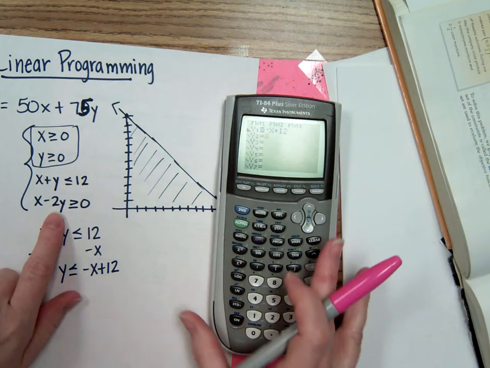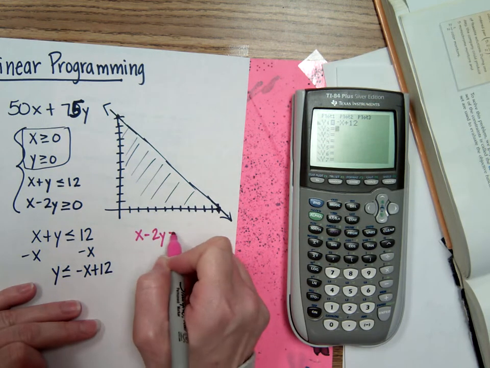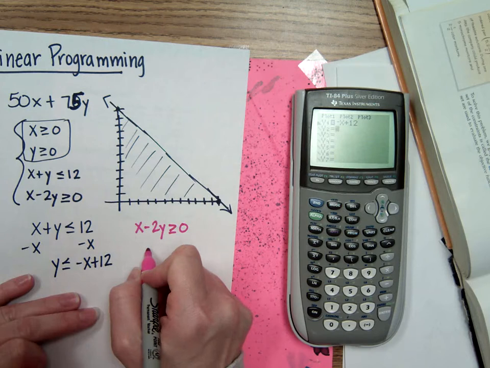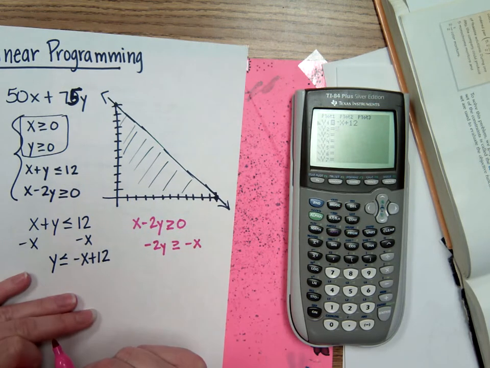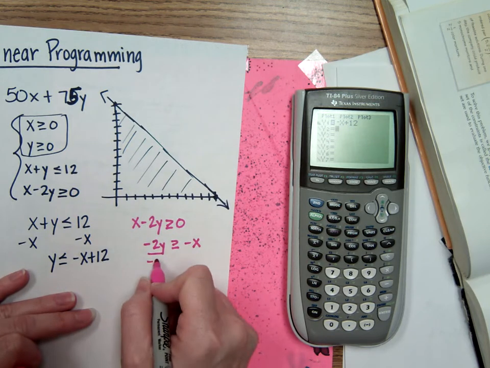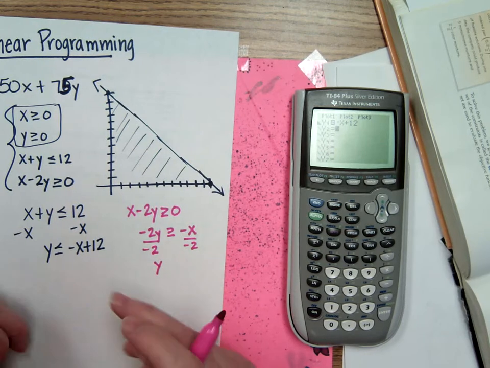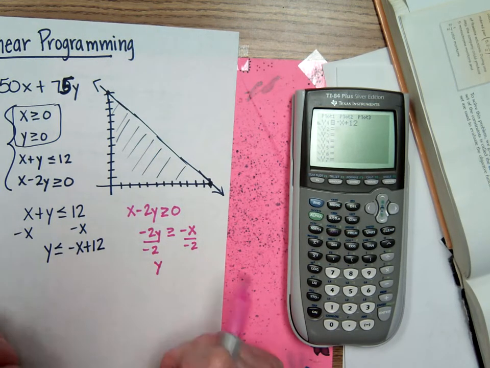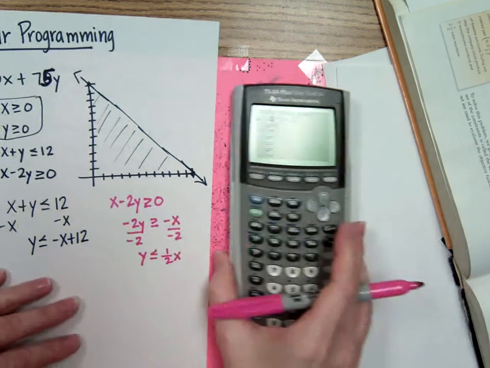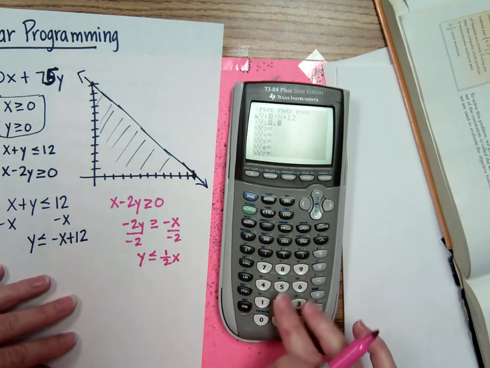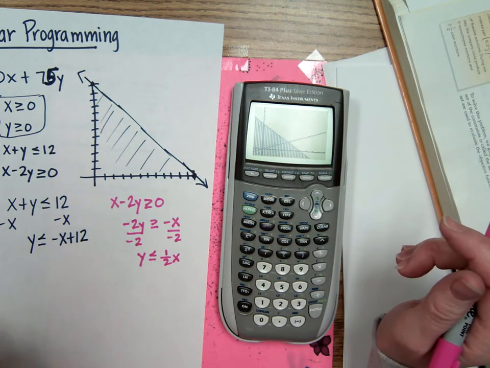All right, let's talk about this one now. This one's going to be a little bit different because I got a negative in it. So on this one I have negative 2y is greater than or equal to negative x. Divide by negative 2. What happens to an inequality when you divide by a negative? Flip the sign. So y is greater than or equal to 1/2 x. So that line's going to come through right there.